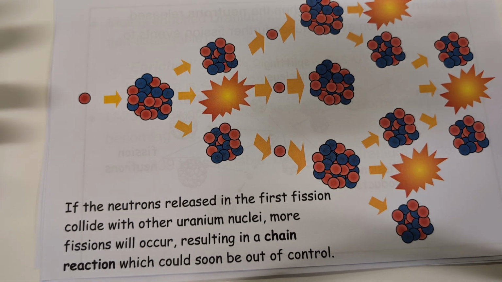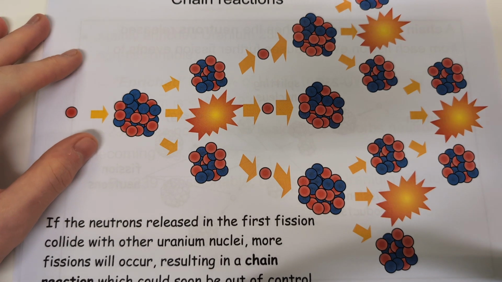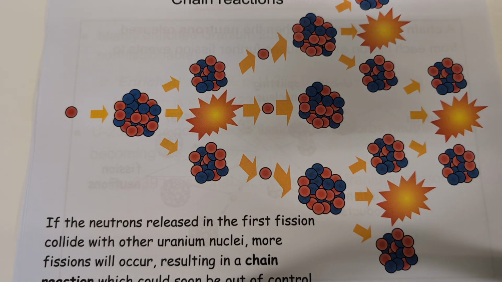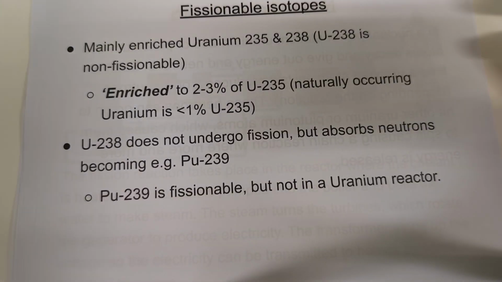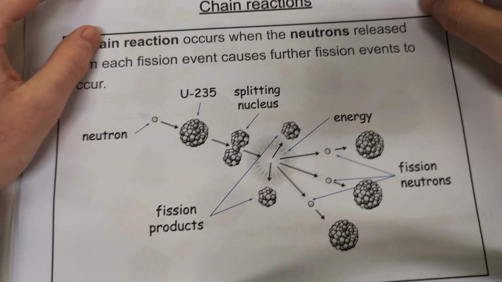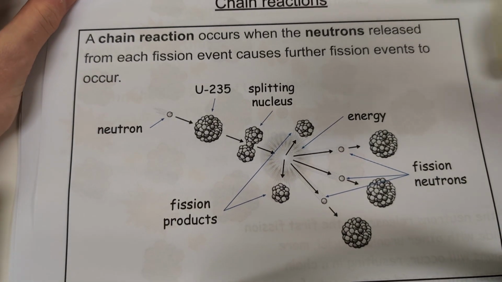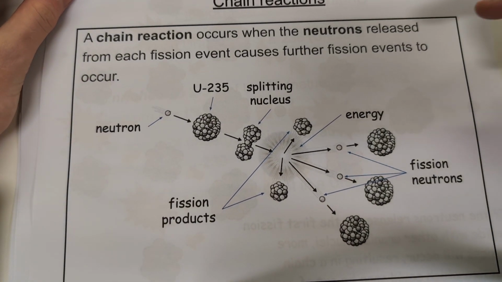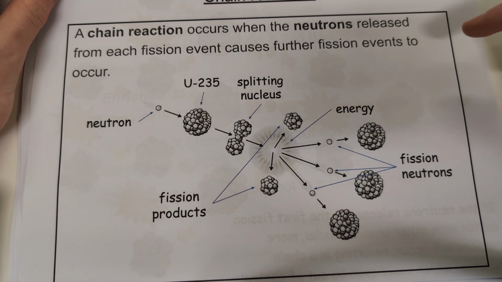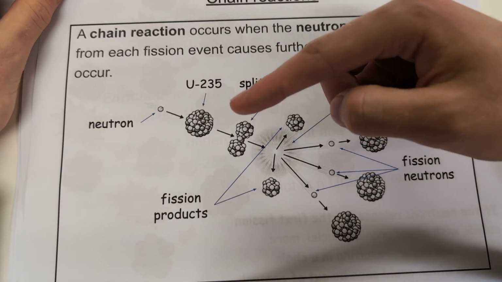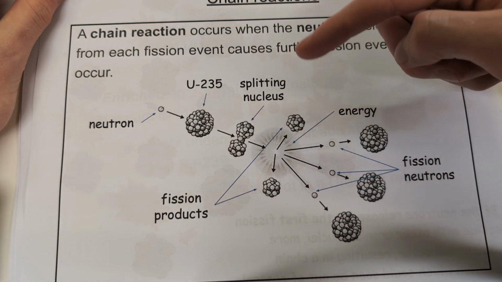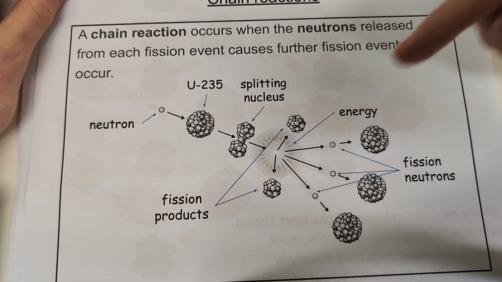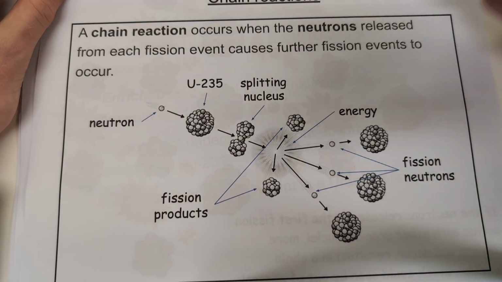But the sad thing about this is it could go out of control, and this is what happened in, for example, Chernobyl, Fukushima, and even in atomic bombs, if we want them. A chain reaction occurs when neutrons released from each fission event cause further fission events to occur. So you've got the neutron, which hits the larger uranium nucleus, which splits into some daughter nuclei and makes some neutrons, which then in turn hit uranium-235.